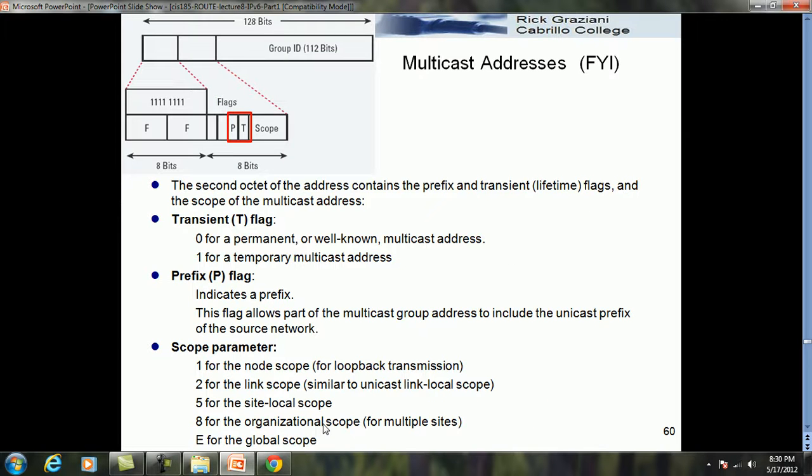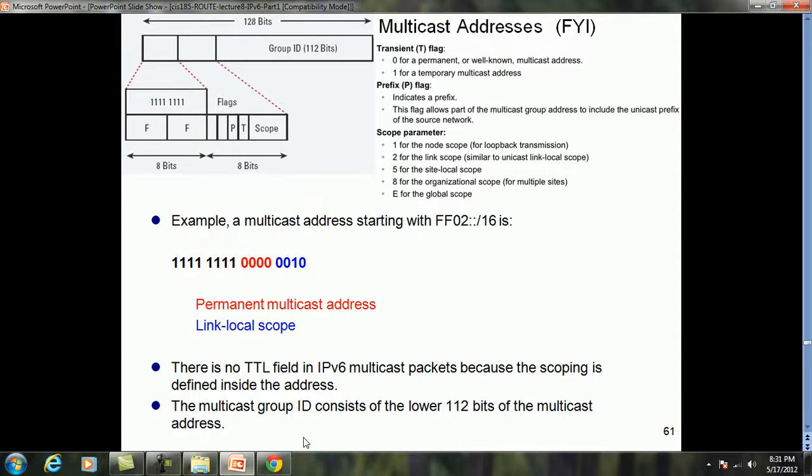Now, the second octet of the address contains the prefix and transient flags. The transient flag 0 is for a permanent or well-known multicast address. 1 is for a temporary multicast address. So it will be FF0 or FF1. 0 means permanent, if 1, it is temporary. Then your scope. Prefix P and T flags: the prefix flag allows part of the multicast group address to include the unicast prefix of the source network. And for the scope parameter, 1 is for node, for loopback. 2 is for link local, similar to unicast. 5 is for site local, not used. 8 is for organizational scope, and E for global scope. I'll show you shortly how they are calculated.